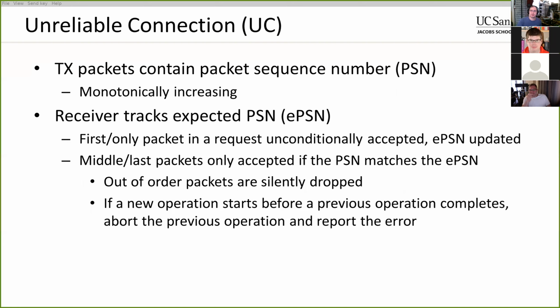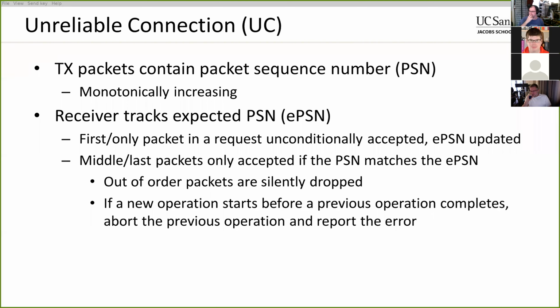So for UC, the first packet in a request is unconditionally accepted. I'll talk a little bit later about how requests can be segmented across multiple packets. But when the receiver sees the first packet in UC, it will unconditionally accept it and then update its expected packet sequence number to what it would expect after that packet. But if it sees any middle or last packets, it only accepts those if the PSN matches the expected PSN.